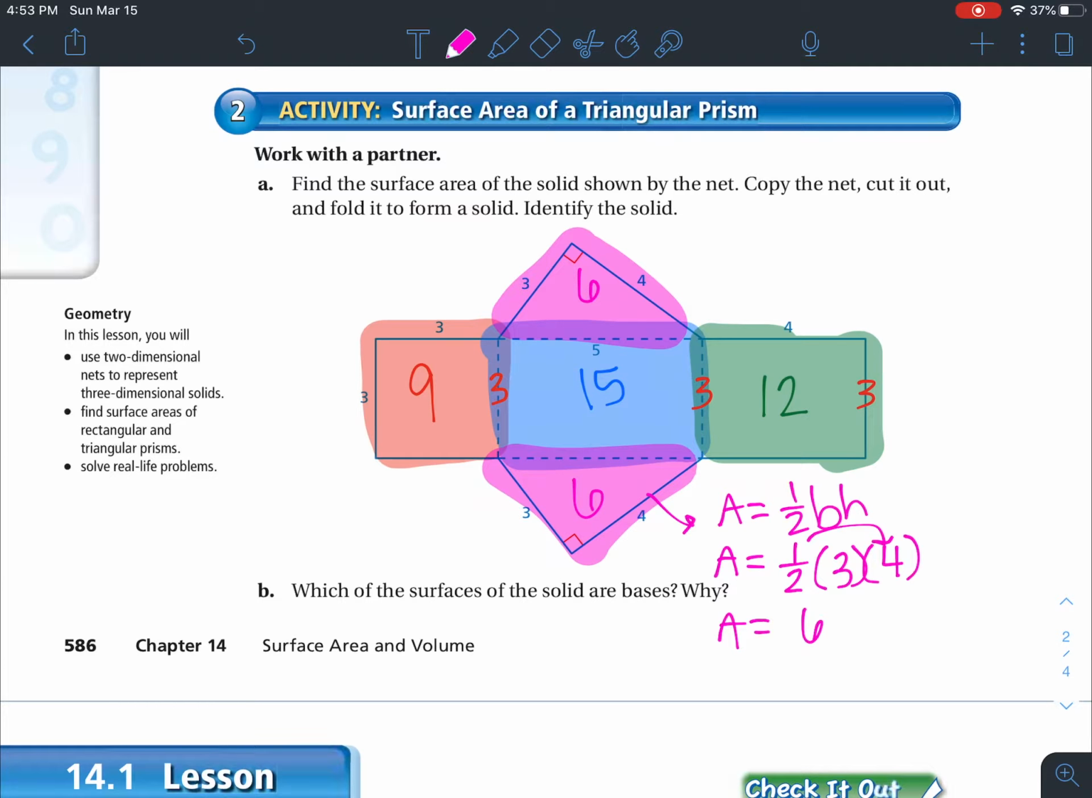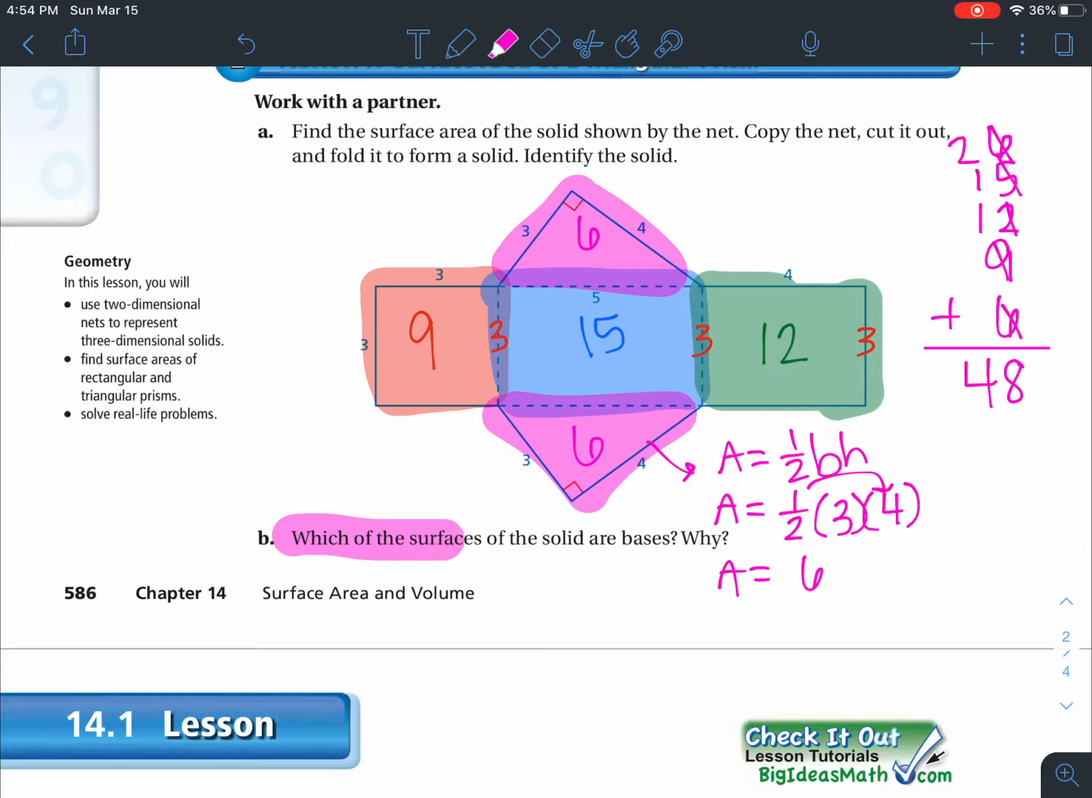So then to find the total, add them all up. 6, 15, 12, 9, and 6. So we had 5 numbers that we were adding together. 6 and 6 gives me 12. 2 more, 14, 19, 28. So 48 total.